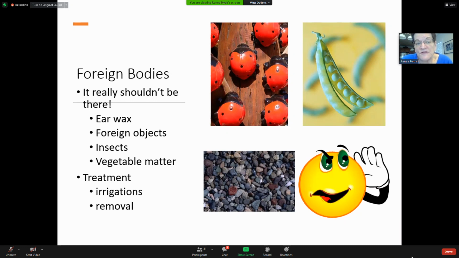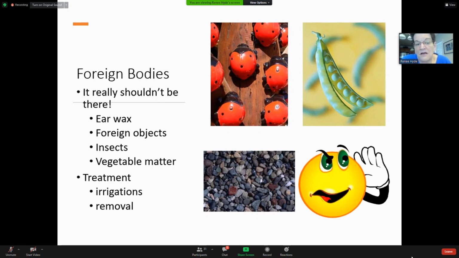One of the things that you'll see about insects, as a general rule, we kill the insect before trying to remove it. And the best way to do that is drown it with mineral oil. Okay? And then you flush it out with saline. Now, one of the things you have to be very careful about is vegetable matter. Dried peas or dried beans, we do not want to try to flush those out, because what happens when water goes to a dried vegetable?